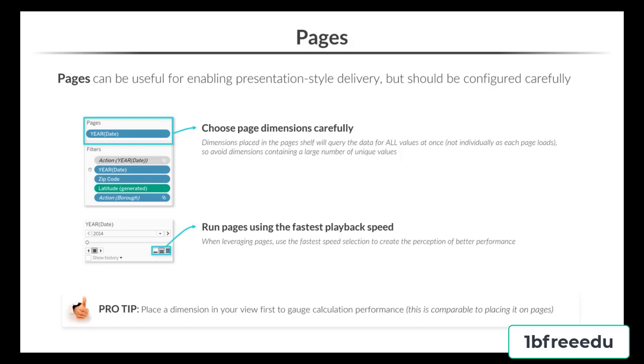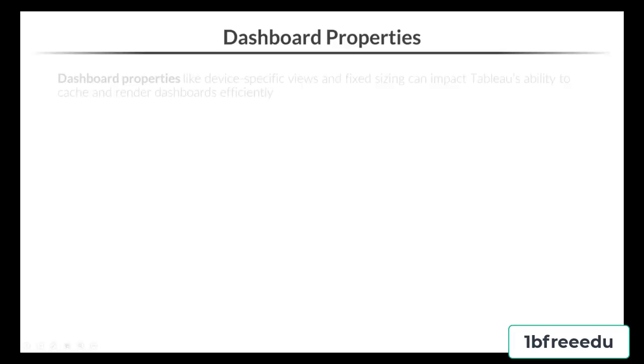A note regarding our own dashboard: our injuries by month sheet had pages enabled originally, which was a decent performance drag. Instead of using pages for the year, we've got a set action taking care of that functionality. This will be more performant and intuitive than leveraging pages, and we've already taken care of that in our workbook. In the next lesson, we'll dive into dashboard properties.